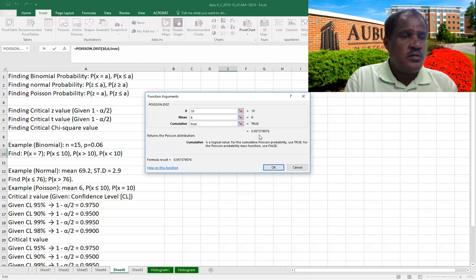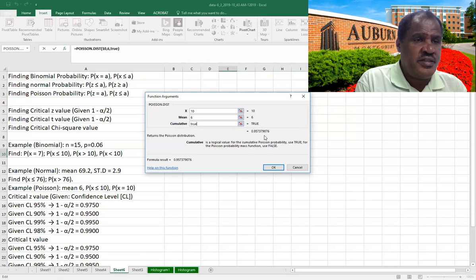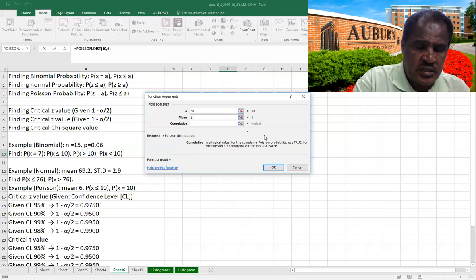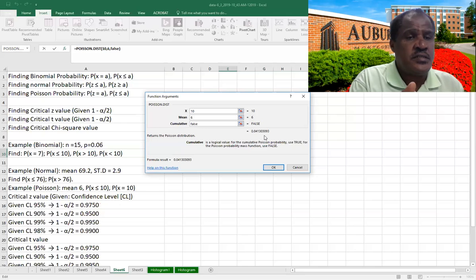So you see that the probability that 10 or fewer hurricanes exist in the United States is 0.957 and so on. So it's about 96%, right? And if you were looking for the probability that exactly 10 hurricanes will show up in the United States, then you will have to say false, okay? And the probability of exactly 10 is only 0.04, okay?